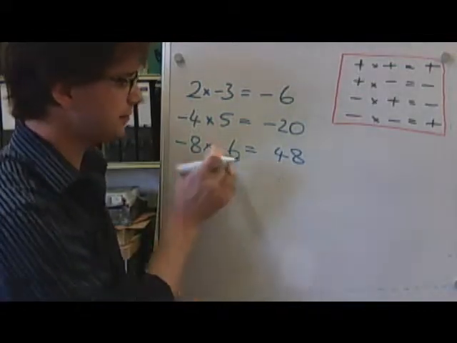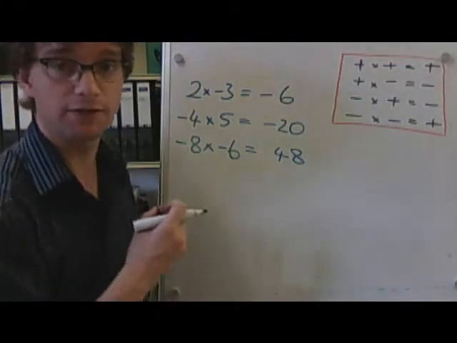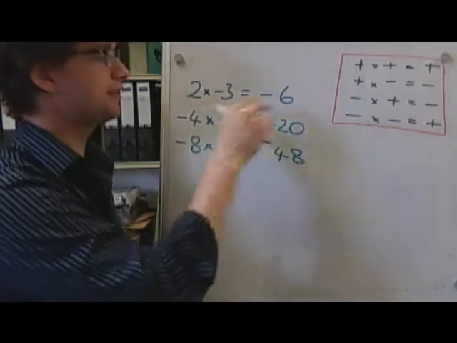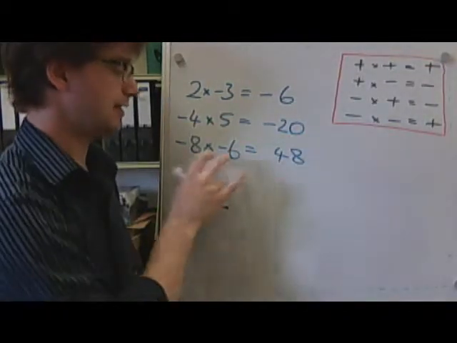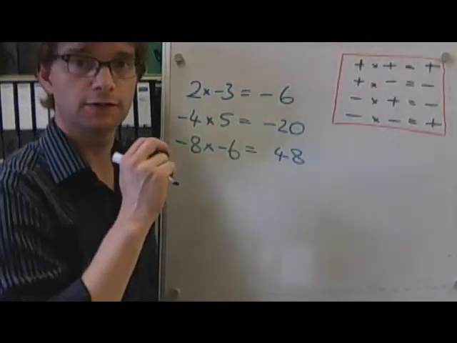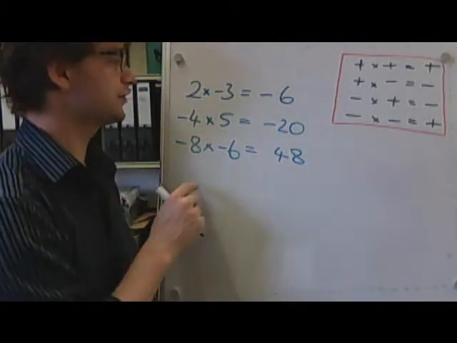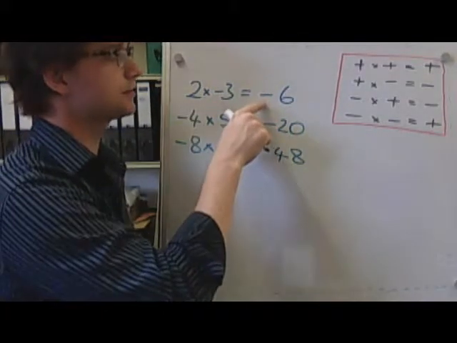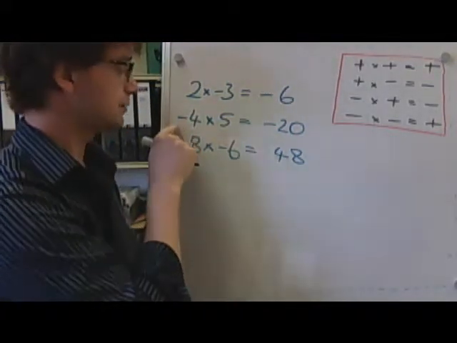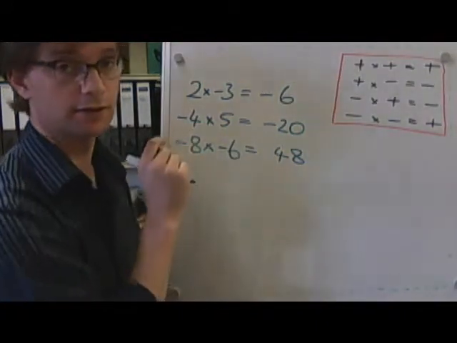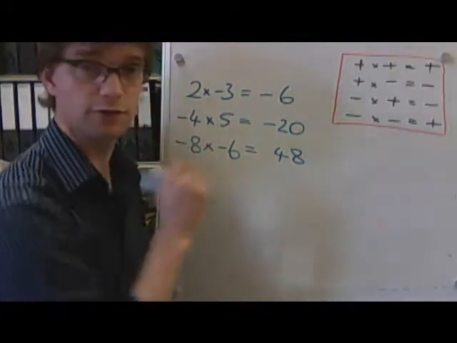Basically, we can worry about the numbers and then worry about the signs. So 2 3s are 6, 4 5s are 20, and 8 6s are 48. Right? And then you worry about what the signs are. Well, it's a plus times a minus, so it gives you a minus. It's a minus times a plus, so it gives you a minus. It's a minus times a minus, so it gives you a plus.